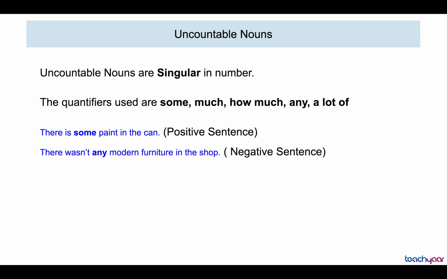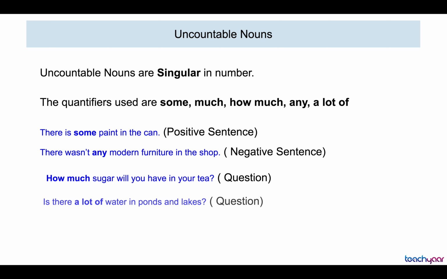There wasn't any modern furniture in the shop. Now you can't say furnitures. I told you it is a singular form. So what do you say? There wasn't. It's a negative sentence again. Any modern furniture in the shop. How much sugar will you have in your tea? Now this is a question. When you are asking a question, what do you ask? How much? How much sugar will you have in your tea?